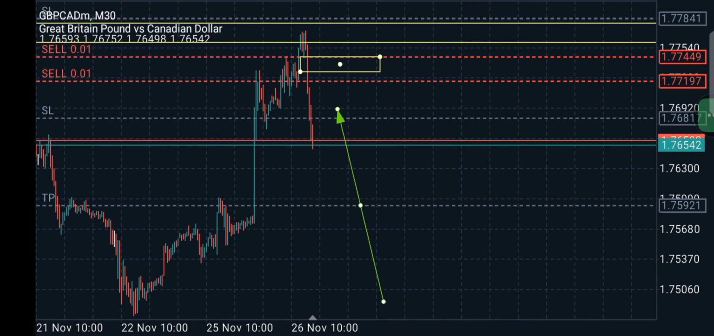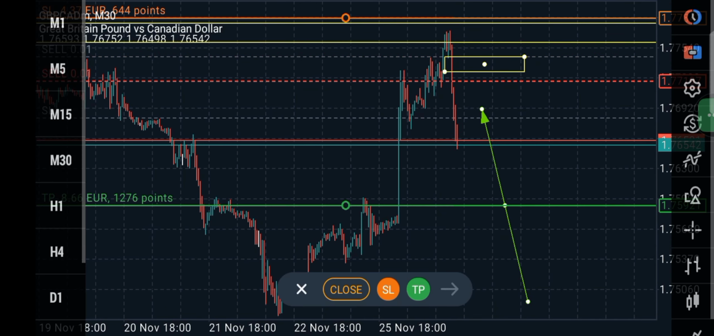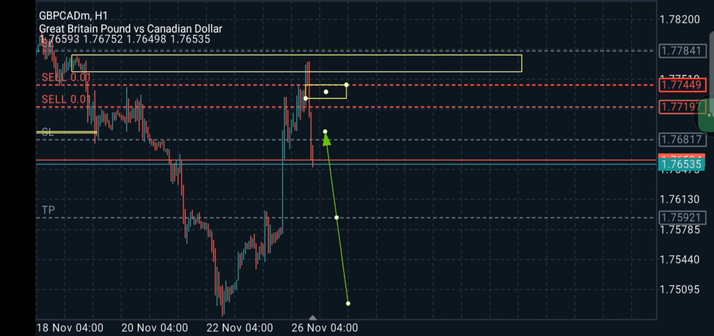So this is more like an order block entry model on GBP CAD.